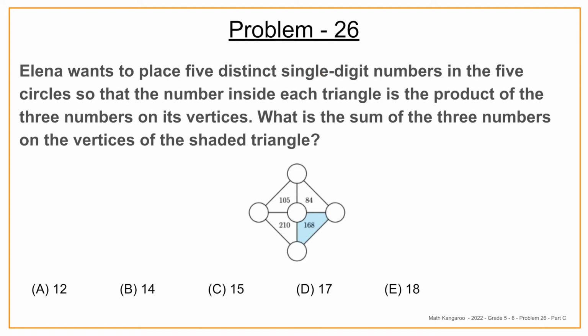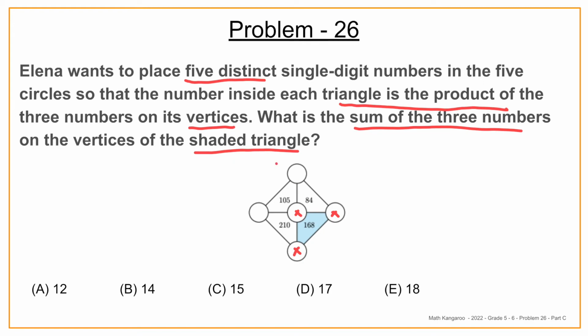Problem 26. Elena wants to place 5 distinct single-digit numbers in the 5 circles so that the number inside each triangle is the product of the 3 numbers on its vertices. What is the sum of the 3 numbers on the vertices of the shaded triangle? So we have to determine the numbers on these vertices for this product.